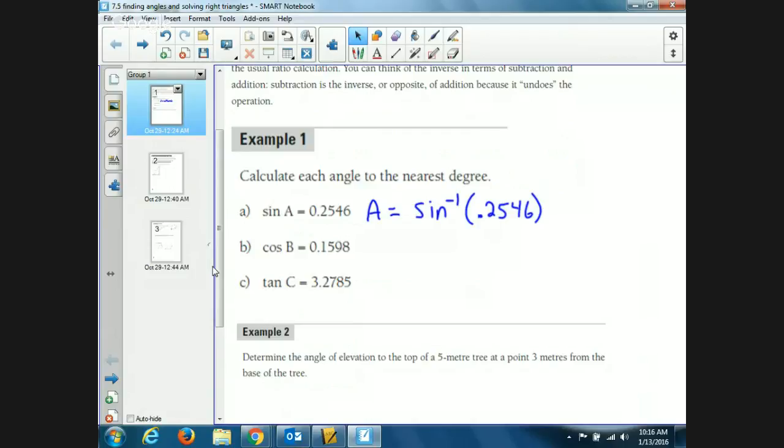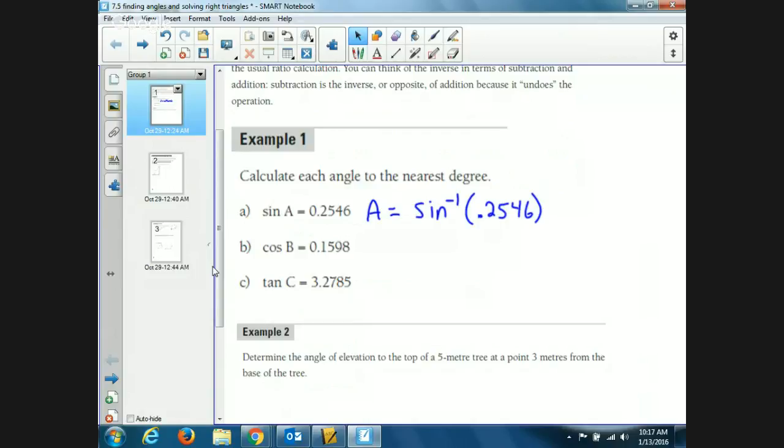Now, is your top thing shift? Hit shift and then hit the sine button. You'll notice where sine is above in the printed text. It says sine inverse. What do you get? Okay, you did it. I see. Did you put 0.2546 first? Decimal 0.2546? Try it again.